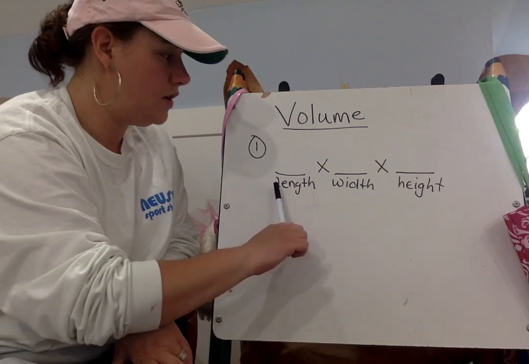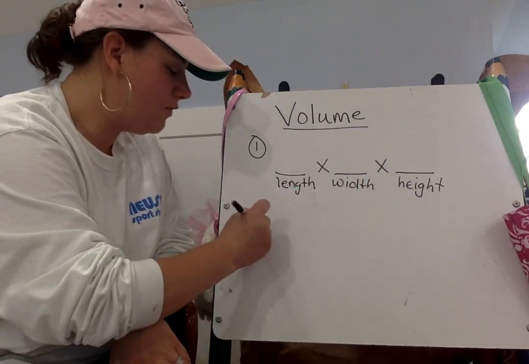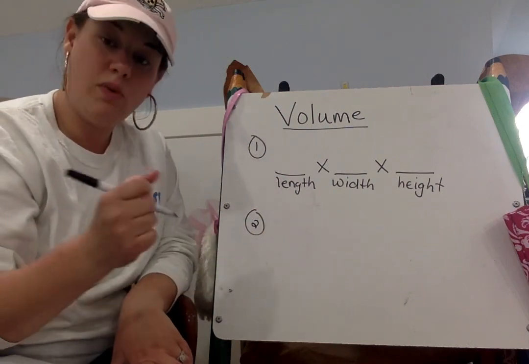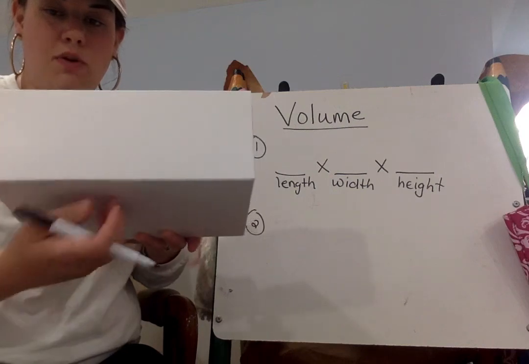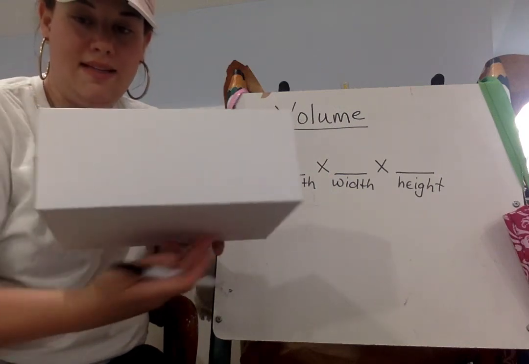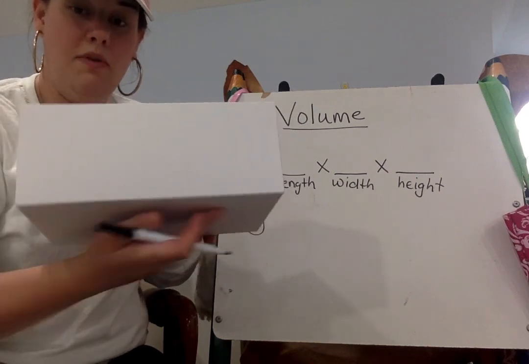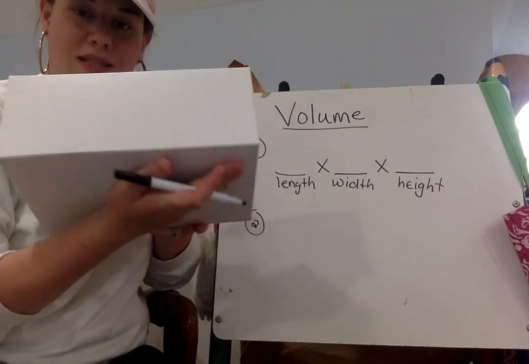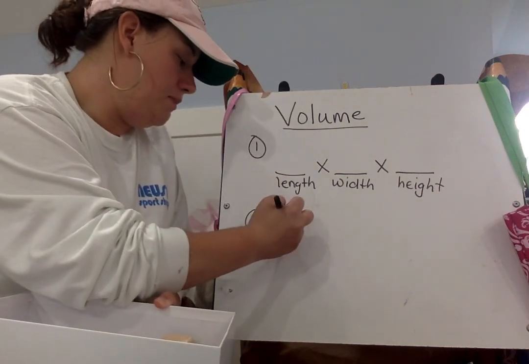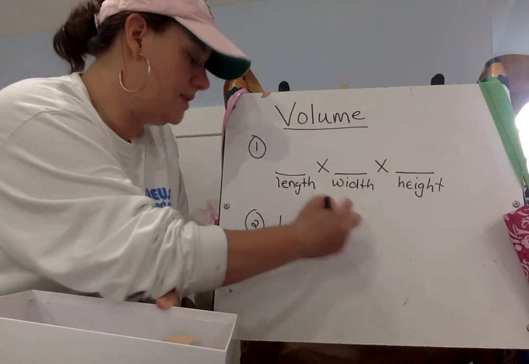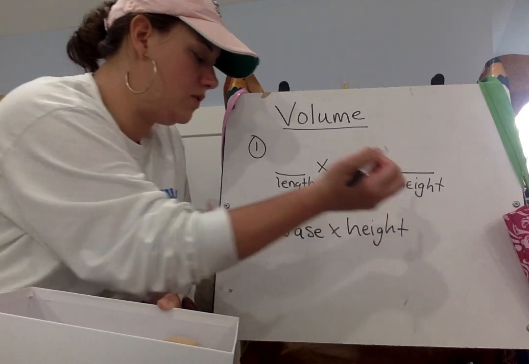So, here's the first formula. Length times width times height. The second formula is to do base, which would be the area, okay? The base of a figure is referring to its bottom face, okay? The base, that makes sense, is its bottom face. So we would actually be talking about just the flat surface that makes up the bottom of this box. So base times height.